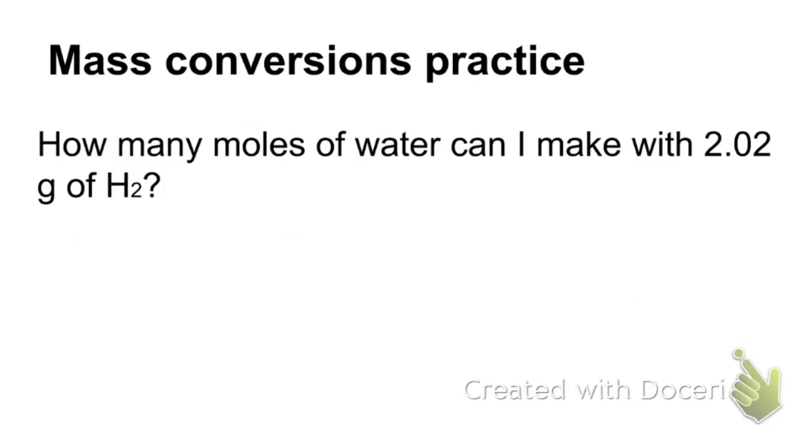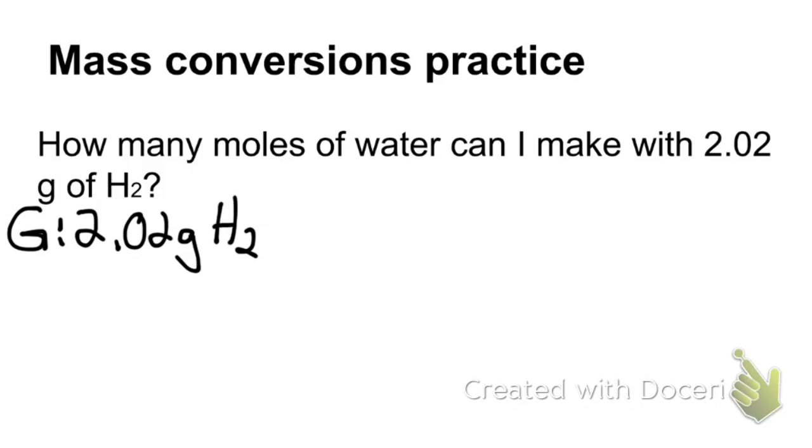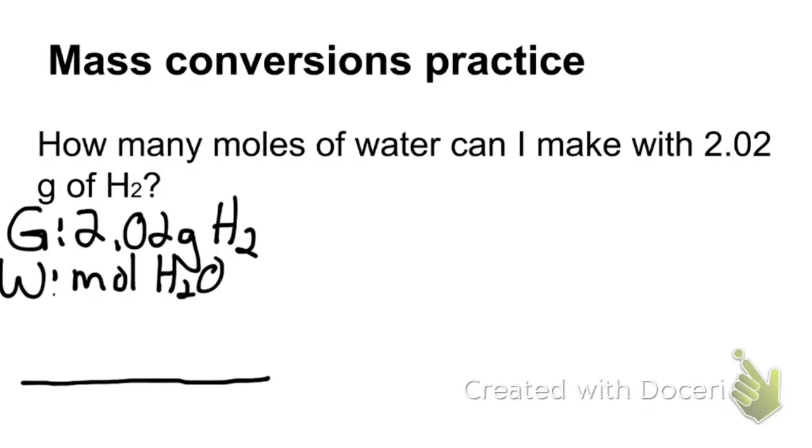Alright, so remember, stoichiometry is just dimensional analysis, and these are all conversions we've done before. We're still going to start with the given, which is 2.02 grams of hydrogen. And what we want is moles of H2O. Okay, so let's go ahead and set up the tracks.